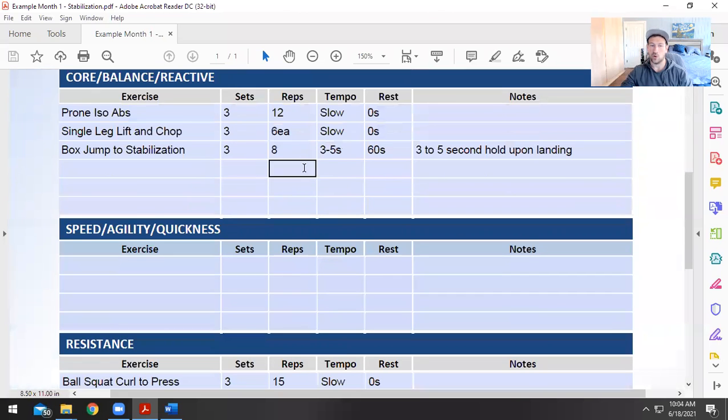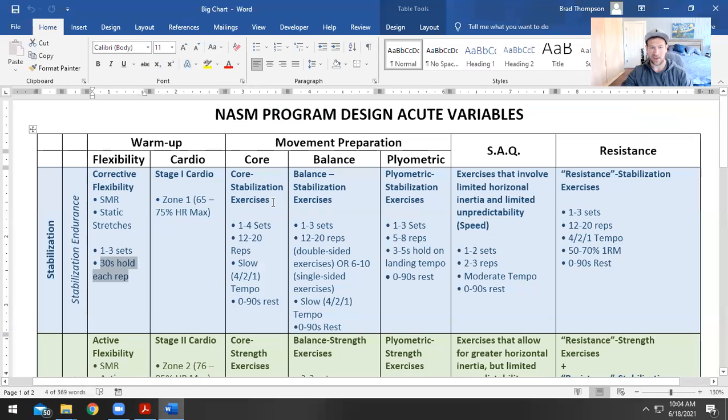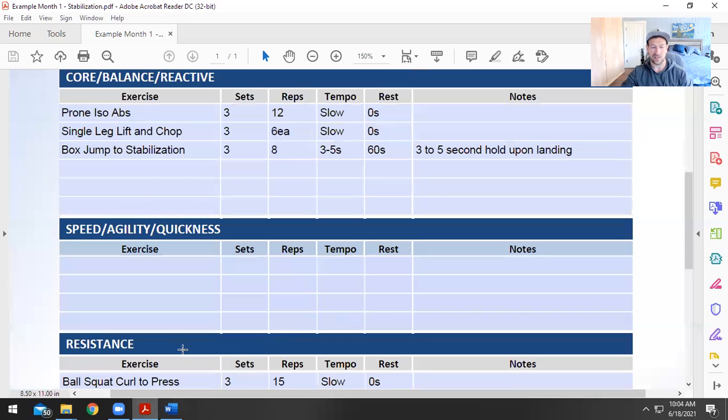Then we're going to move on to his core stuff. Go back to here. I'm going to pick core stabilization exercises, balance stabilization exercises, and plyometric stabilization exercises. And I'm going to fill in my acute variables using all of these rules here. 1 to 4 sets, 12 to 20 reps. 1 to 3 sets, 12 to 20 reps. 1 to 3 sets, 5 to 8 reps. And we can see that here.